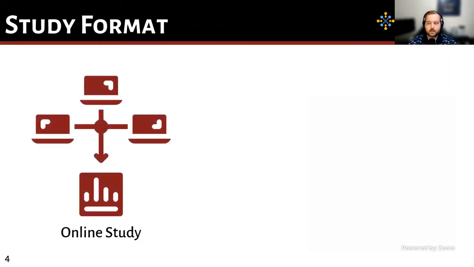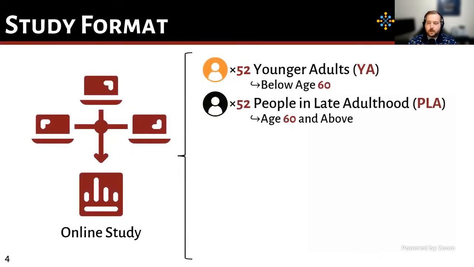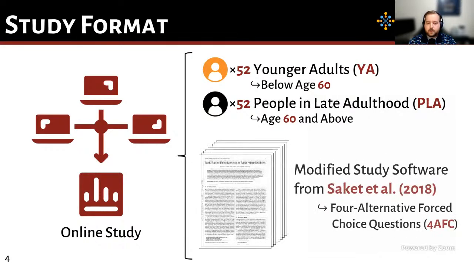It was an online study. After filtering, we recruited 52 younger adults, referred to as YA, and 52 people in late adulthood, PLA, which we filtered as age 60 or older. We got the software from Sarvghad et al.'s 2018 paper and modified it slightly, which we'll see in a moment. In this paper, the format is that they present you with a visualization and a question, and the question has 4 multiple choice answers, and you have to answer that question.